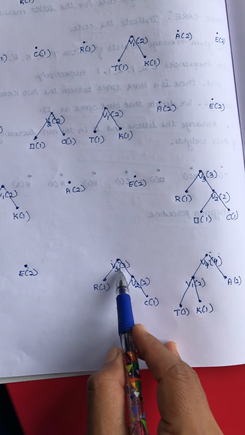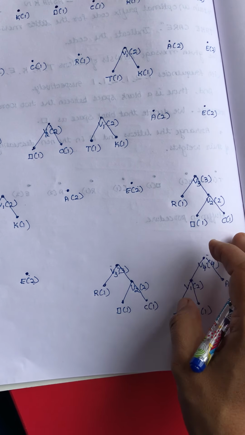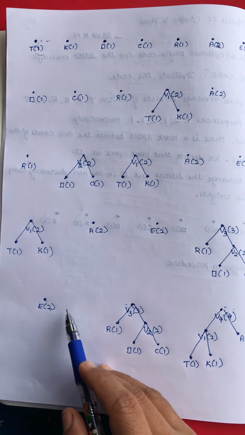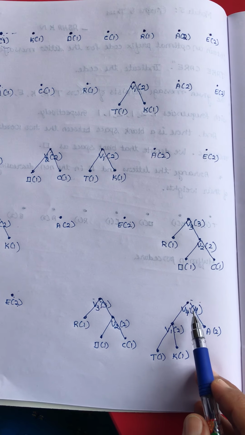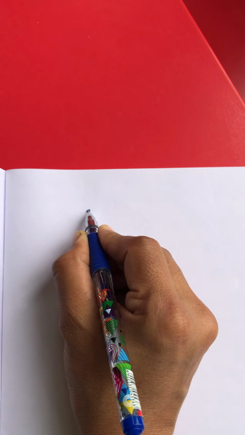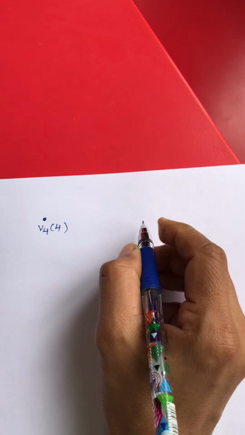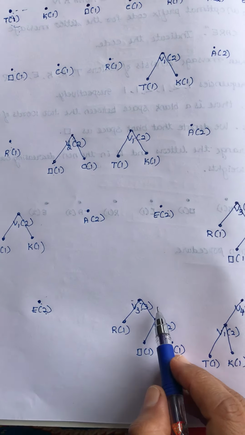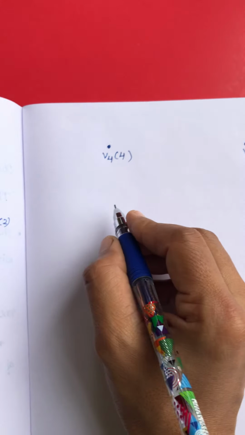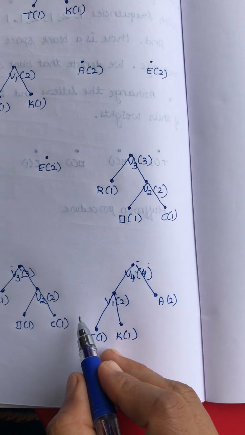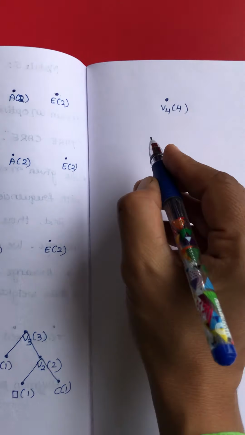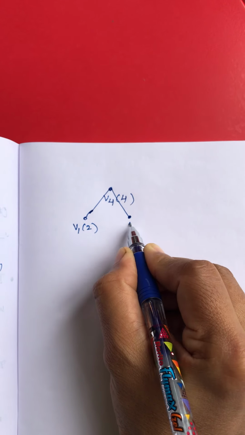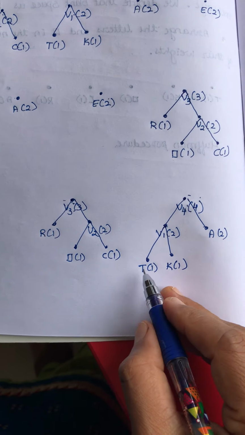We have to add the minimum 2 weights, that is 2 and 3, 5. We will get 5, 2 plus 3, 5. So V4 of 4 will be as it is because I am going to add these two. So first I will write V4 of 4. And now I will be obtaining a new vertex V5 of 5 because 2 plus 3 is 5. What is V4? You write this part as it is. V1 of 2, A2. And below V1 of 2 we have T1, K1.